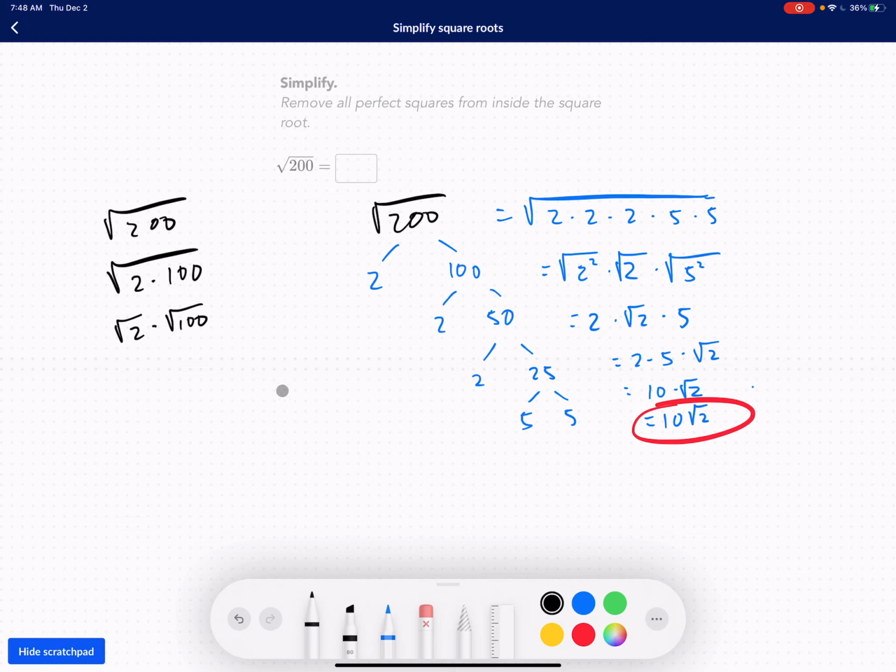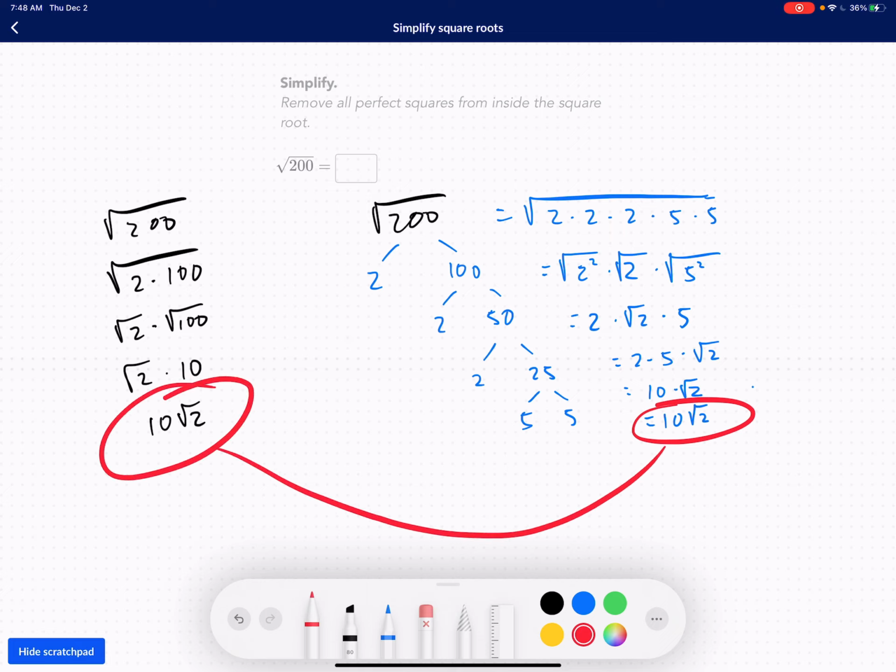using multiplication. But what I do know is square root of 2 cannot be simplified more, but square root of 100 is a perfect square. So if this is a perfect square, then I'm going to just multiply by 10. So my answer is 10 square root of 2. And as you can see, the answer is the same. So that's another way to do it.